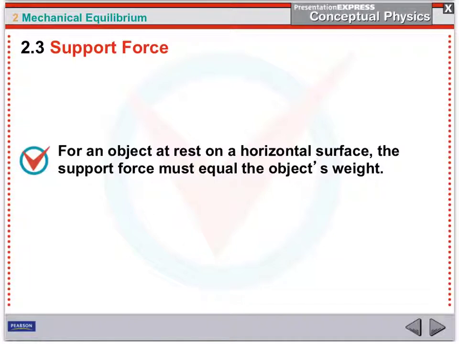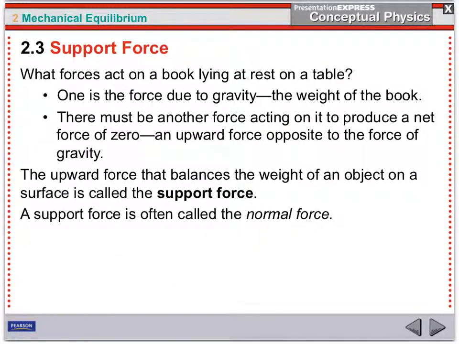All right, let's talk about the support force. For an object at rest on a horizontal surface, the support force must equal the object's weight. So let's say I have a book lying on a table. One force is gravity, and the desk supplies an upward or support force. Often we call that the normal force. And those two things must be equal, or maybe if it's too heavy, it's going to break the table, and it's going to fall, and so on.